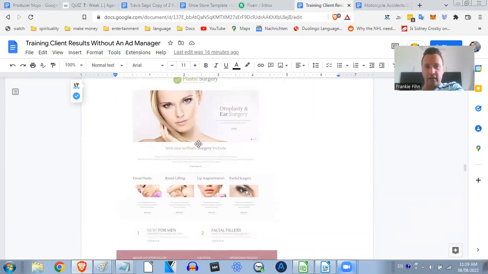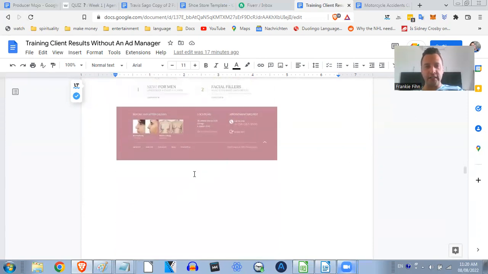Now you'll notice on here, it says otoplasty and ear surgery. It's funny, I actually have no idea what that is, but apparently people hate their ears. Facial plastic, breast lifting, lip augmentation, eyelid surgery, surgeries for men, facial fillers. Now, question for you. Do you think that this plastic surgeon values each of these patients equally, or do you think it's possible that some of these procedures are more valuable than others? If you think about it for just a second, like anything else, there's a value spectrum. There are things they value more than other ones.